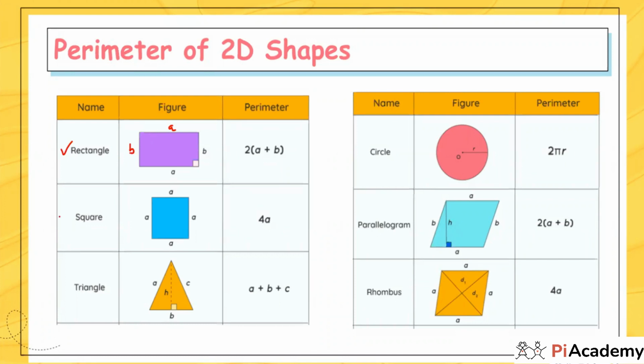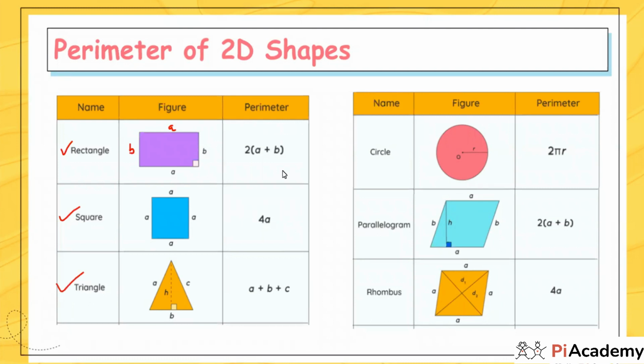Now let's talk about square. For a square, we have 4A. Why? Because in a square, all the sides are equal. If all the sides are equal, then A plus A plus A plus A is going to be 4A, right? So let's talk about triangle. If all the sides are given to you, then it's just the sum A plus B plus C.